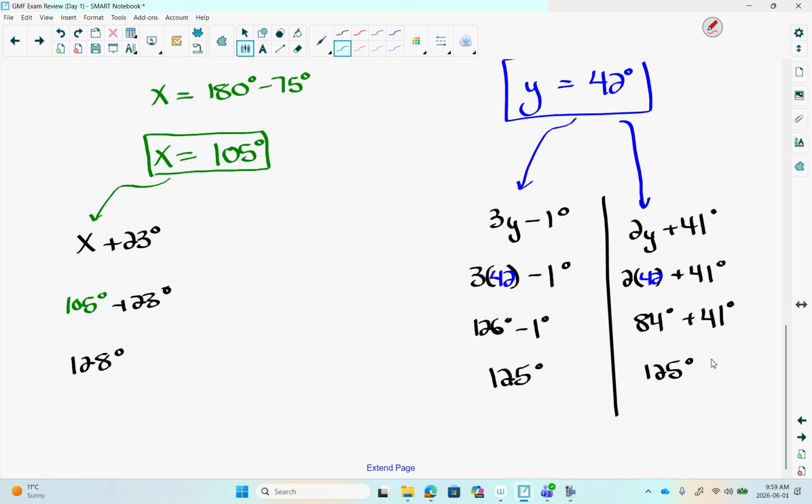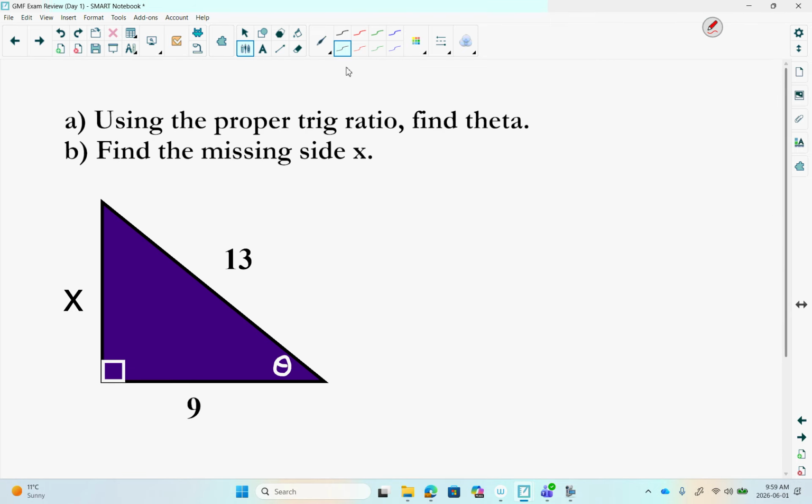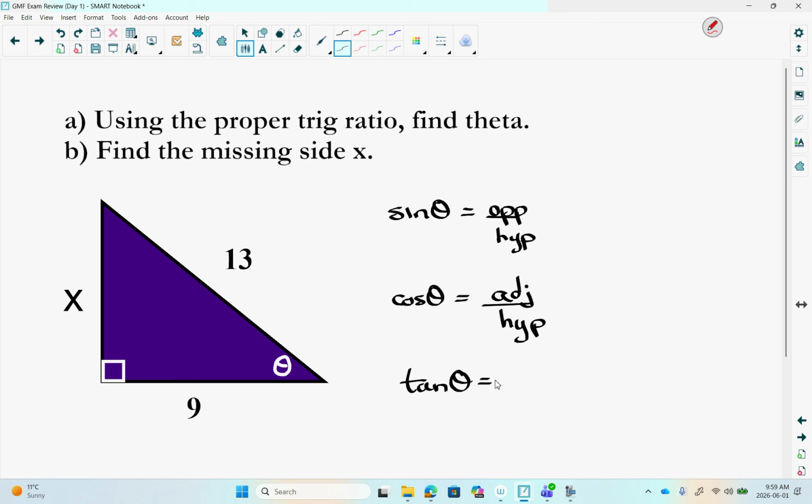The next type of question we discussed, we get into our trig ratios, our 3 primary trig ratios: sine, cosine, and tangent. Does anyone remember what the sine of theta was equal to? It's the opposite side over the hypotenuse. Cosine theta is the adjacent side over the hypotenuse, and tangent theta is the opposite side over the adjacent side.